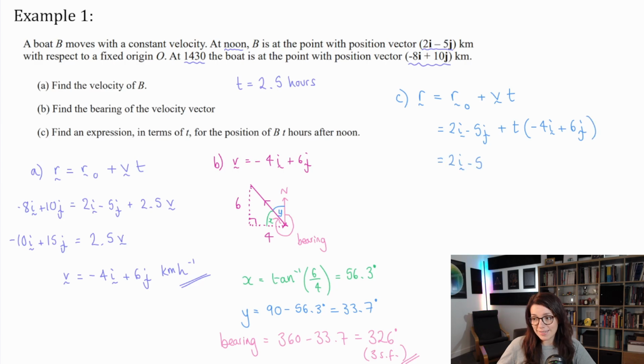We can then expand the second set of brackets, and then we can group together the i and j components. So we can say this is the same as (2 minus 4t)i plus (6t minus 5)j.